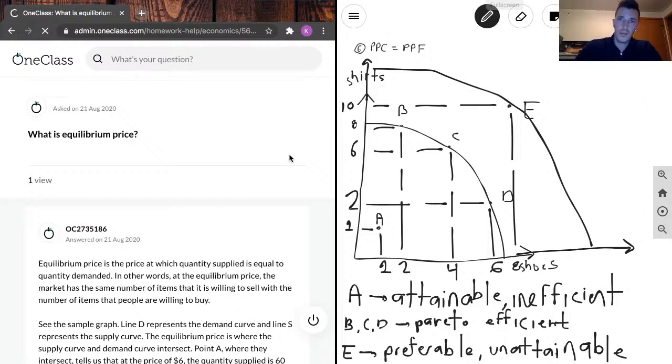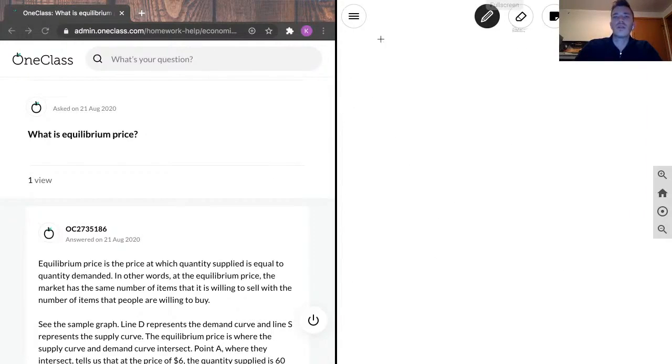And then we can carry on with the lesson. Moving on, this is question 7 here. And question 7 reads as follows.